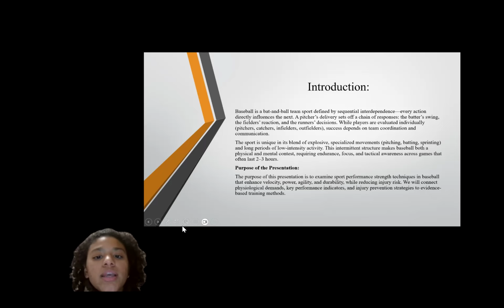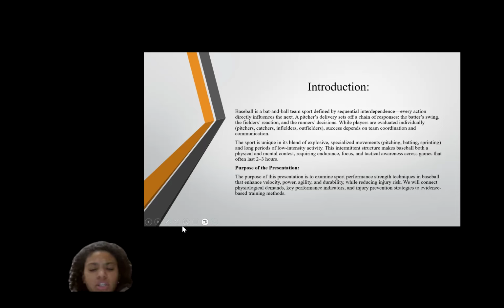The sport is unique in its blend of explosive, specialized movements like pitching, batting, and sprinting, and long periods of low intensity activity. This intermittent structure makes baseball both a physical and mental contest, requiring endurance, focus, and tactical awareness across games that often last 2 to 3 hours.